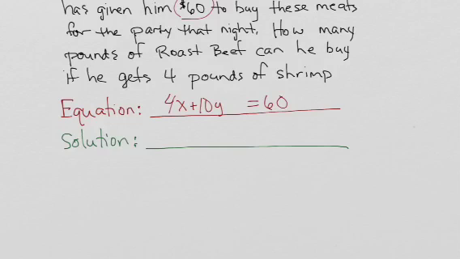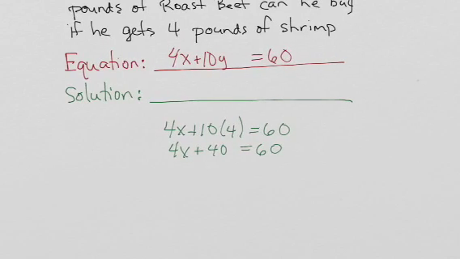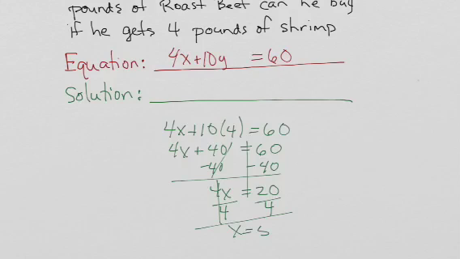All right, now the second part of the question says, how many pounds of roast beef can he buy if he gets 4 pounds of shrimp? So that means I know the answer for shrimp. He's getting 4 pounds of shrimp. So the shrimp number, the y, we now know it, 4 of them. So let's go ahead and multiply that out. That means he's going to spend $40 on shrimp. Well, if he's got 60 and he's spending 40 on shrimp, let's subtract out the 40 from our total. And that means he's got 20 left to spend on the roast beef. Now, since it's $4 a pound, I can divide both sides by 4 and find out how many pounds he can get.